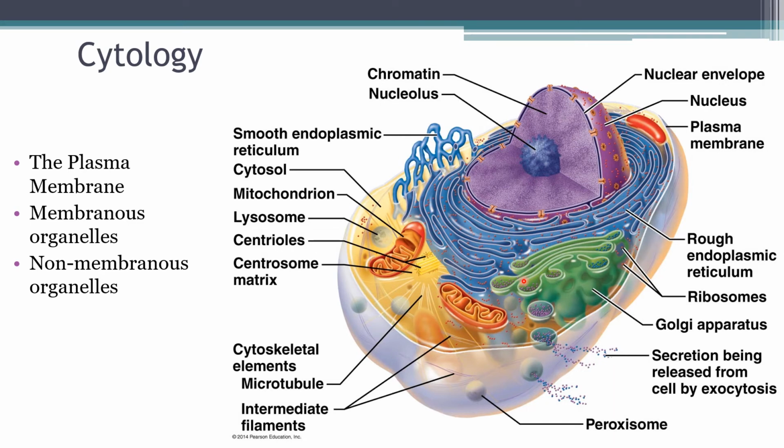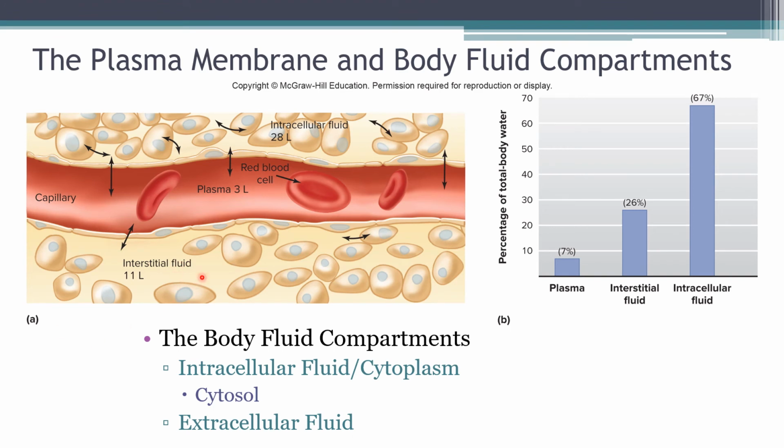Now, some of these organelles are going to be surrounded by one or two biological membranes. These are called membranous organelles. Some organelles on the inside of the cell are not going to be surrounded by a membrane at all. So these are called non-membranous organelles. Now, really the first organelle to talk about is not lumped into one of those two classes, not really a membranous or a non-membranous.